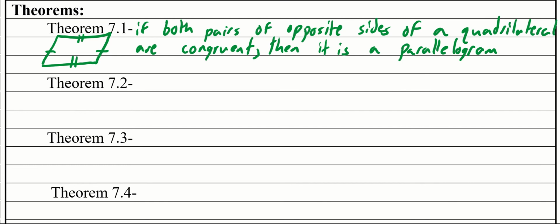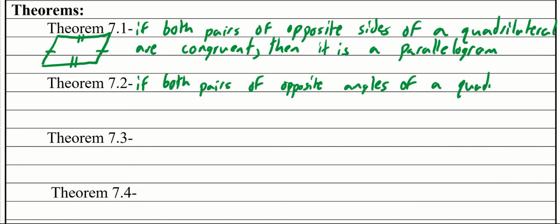Similar kind of idea, except with the angles here. This is based off of the information that we talked about in the last lesson. I say if both pairs of opposite angles of a quadrilateral, and it does need to be a four-sided shape, otherwise obviously it wouldn't be a parallelogram, are congruent, just like we talked about last time, then it is a parallelogram.